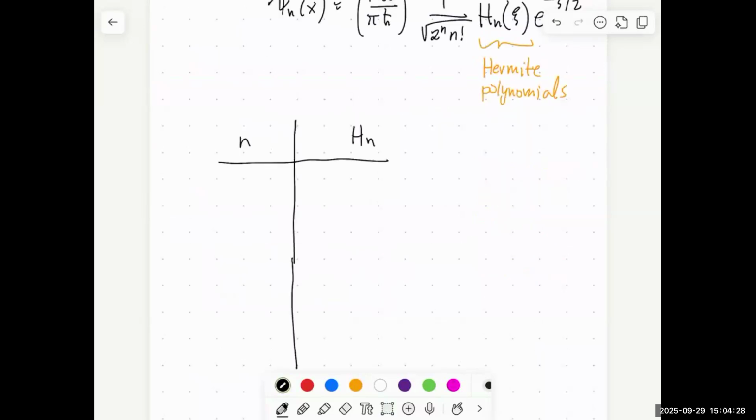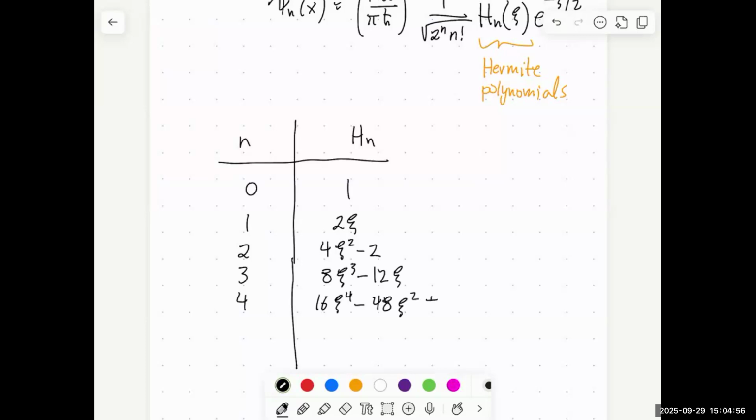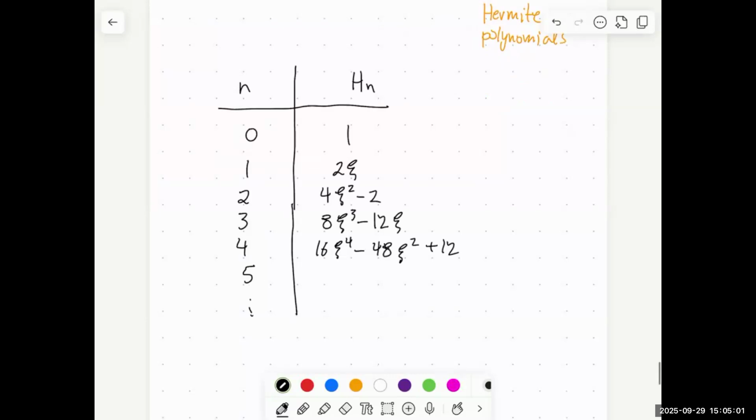All right, so n equals 0. The first Hermite polynomial is just a 1. N equals 1, it's 2z. N equals 2, it's 4z squared minus 2. N equals 3 is 8z cubed minus 12z. N equals 4 is 16z to the 4th minus 48z squared plus 12. This is the last one I'll write down, but it goes on forever.